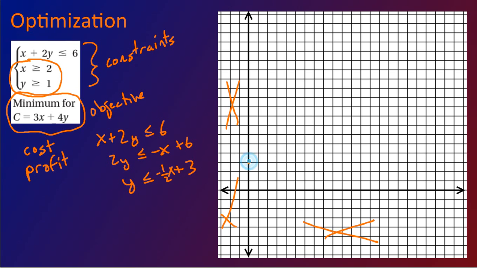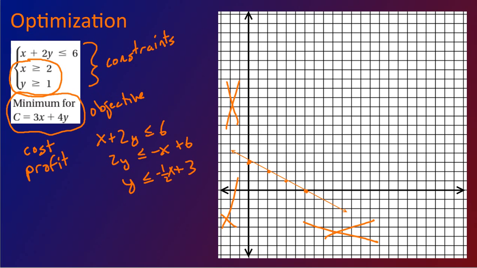So my y-intercept is 3, and my slope was down 1, right 2. And I'll go ahead and use my line tool. And there's my first equation.